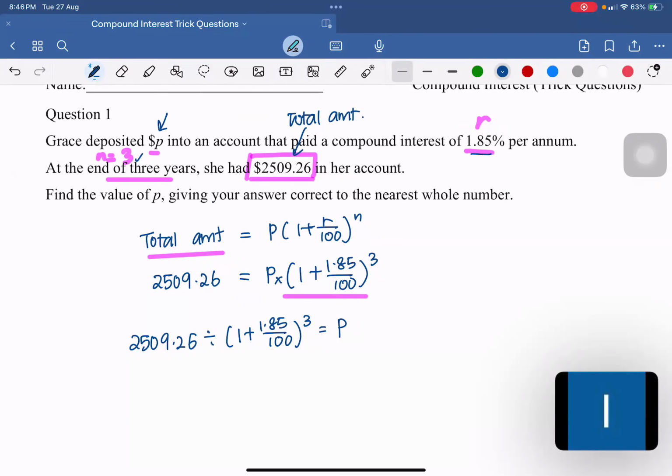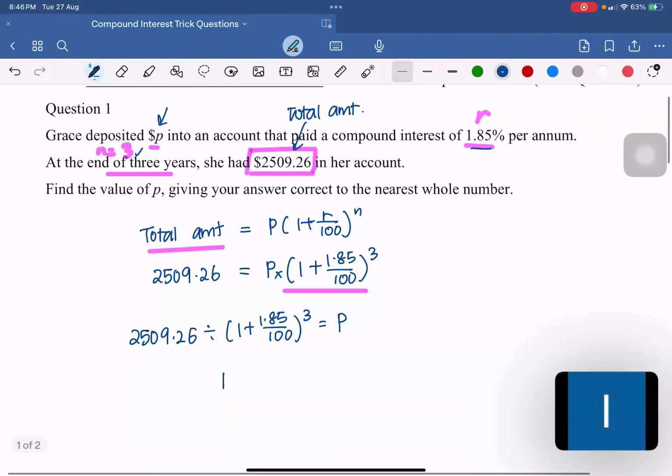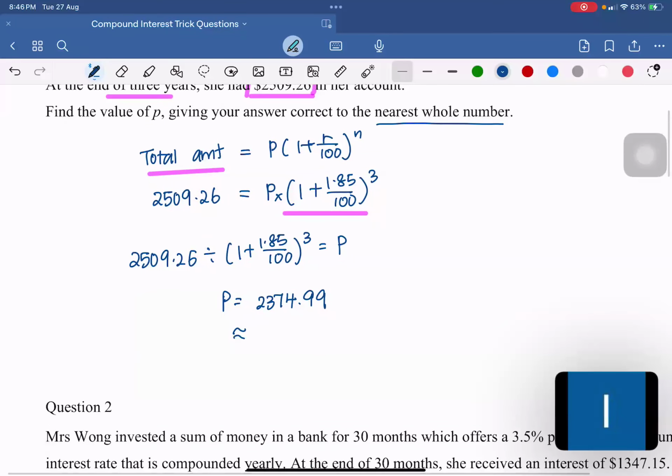Okay, so in this question here, we just need to work backwards. Plug in the numbers that we have. The numbers are easy to do, so still okay. Divide by 1 plus 1.85 over 100 power 3. Okay, and I got my answer, P equals 2374.99. The question asks us to round it off to the nearest whole number. So this one will be $2375. This is the principal amount.